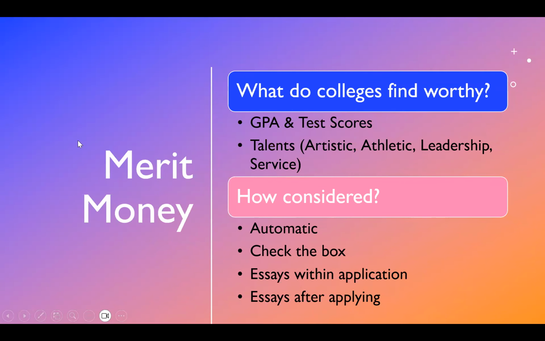So moving on from need-based aid, some families will not qualify, but everybody would like somebody else to help pay for college. So we start talking about merit money. And that really varies. It is basically, what do the colleges find worthy? Sometimes they look at GPA and test scores. So if you are a student who has test scores and a GPA that are well above the average of that university, they would like to reward you for that.